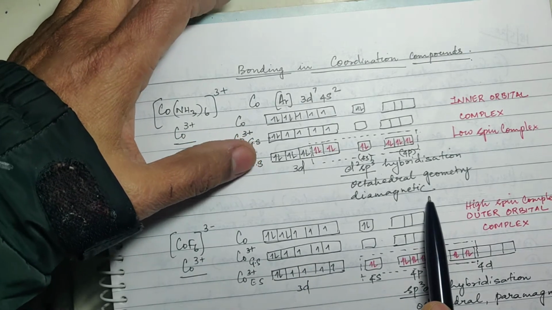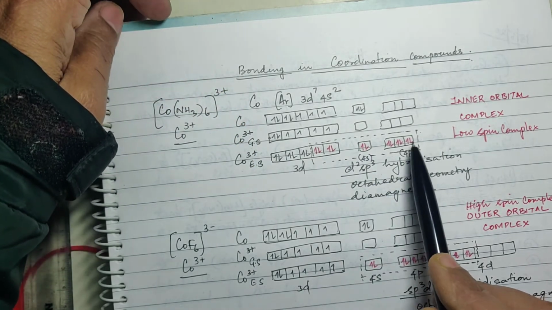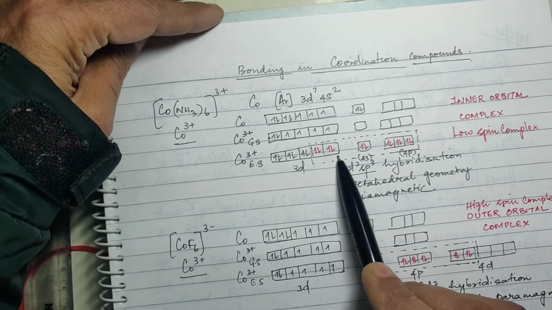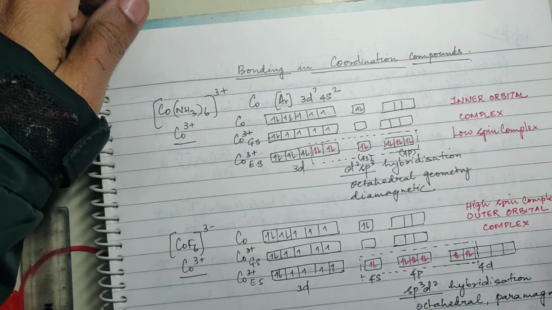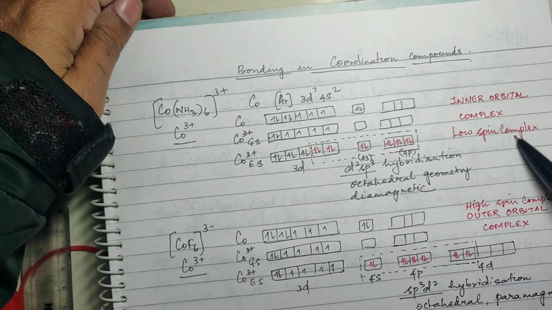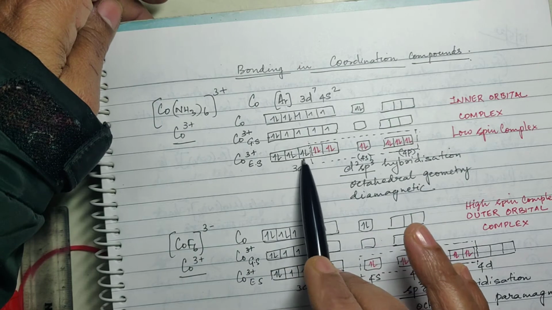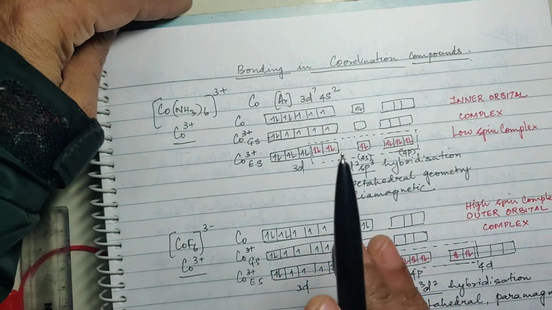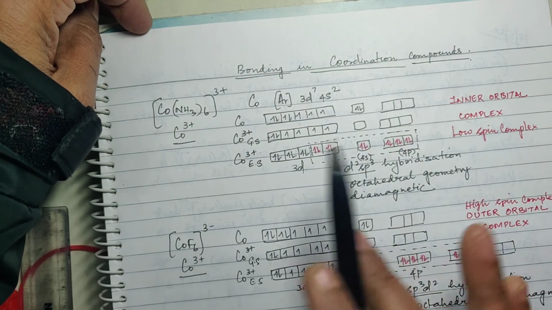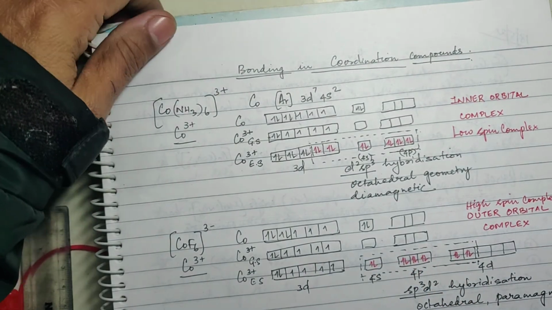Okay. Now in the hybridization, 4s and 4p are used. Along with that, 2 orbitals from the inner 3d orbitals are used in hybridization. So it is called an inner orbital complex. And why is it called a low spin complex? Because all the electrons are paired. There is no unpaired electron left. If an unpaired electron is there, only then spin is possible. Since they are all in the paired state, there is no spin possible. So you call this complex a low spin complex.